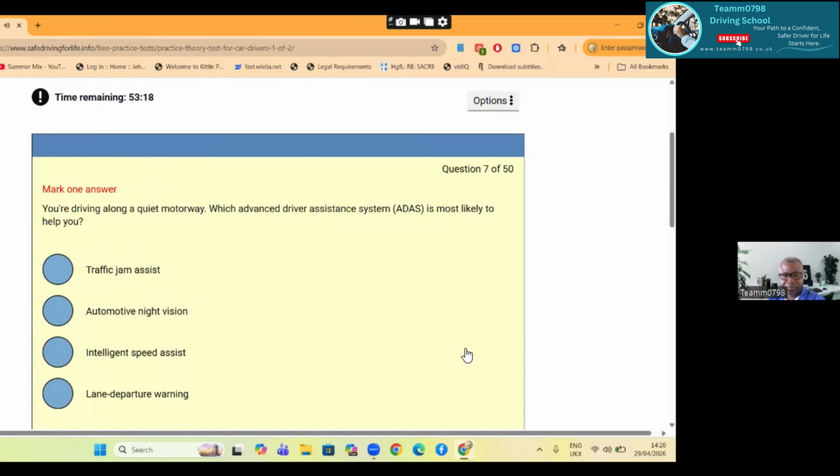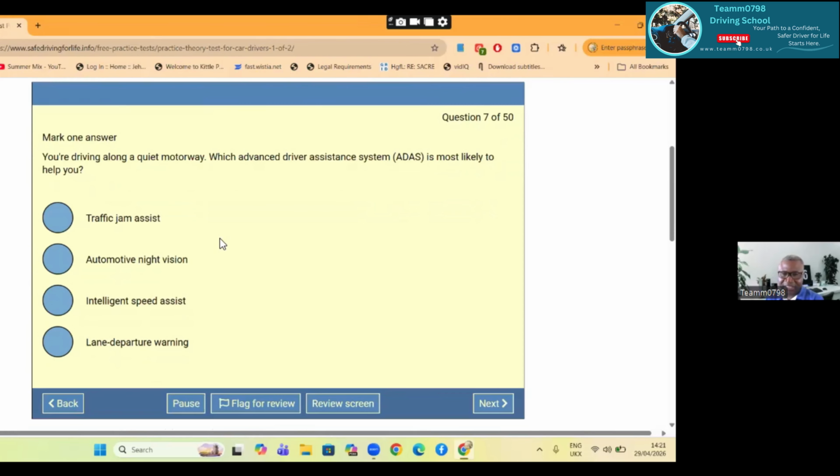Mark 1 answer. You're driving along a quiet motorway. Which advanced driver assistance system, ADAS, is most likely to help you? Okay, so this advanced driver assistance system, ADAS, is a new thing that is with modern cars now, and this theory question was added to the theory question bank about a year or two ago. So you're driving on a quiet motorway, so what's likely to happen? It's not going to help you with traffic jam assist, absolutely not. Automotive night vision, absolutely not.